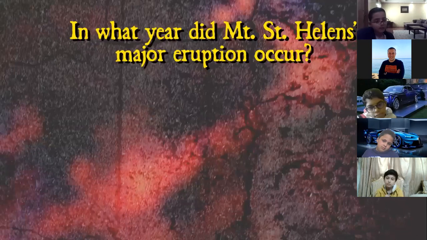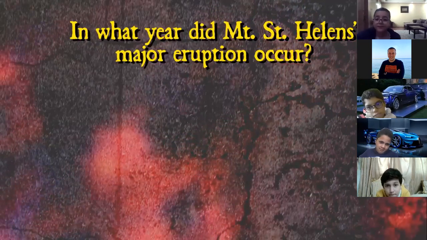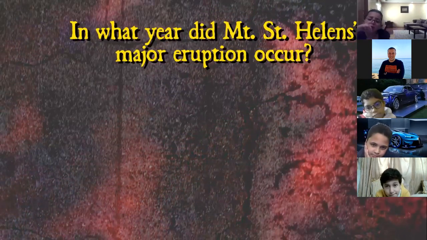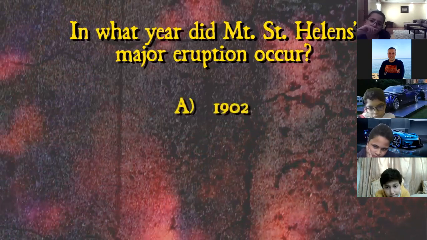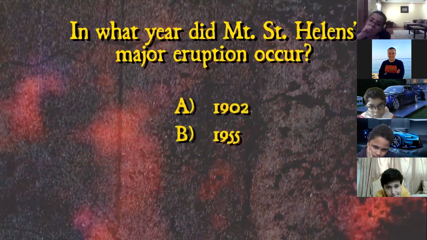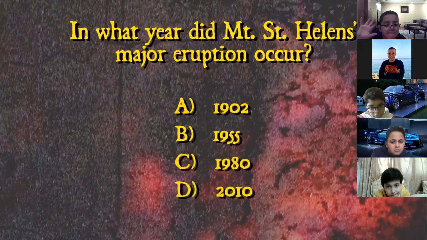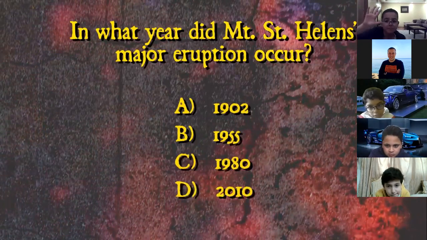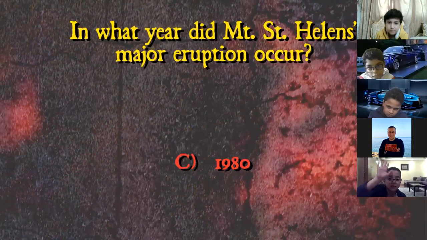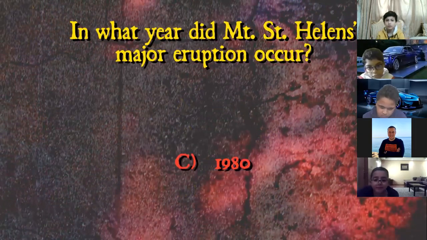Question 2. In what year did Mount St. Helens major eruption occur? A. 1902, B. 1955, C. 1980, D. 2010. If you answered C, you know that Mount St. Helens major eruption occurred in 1980.